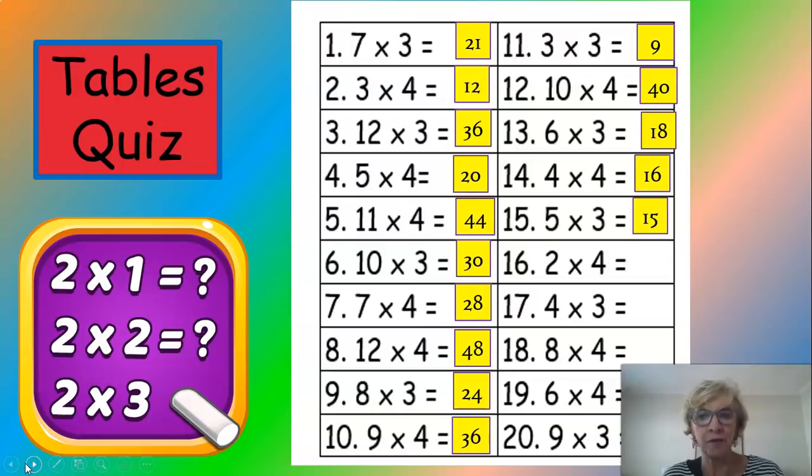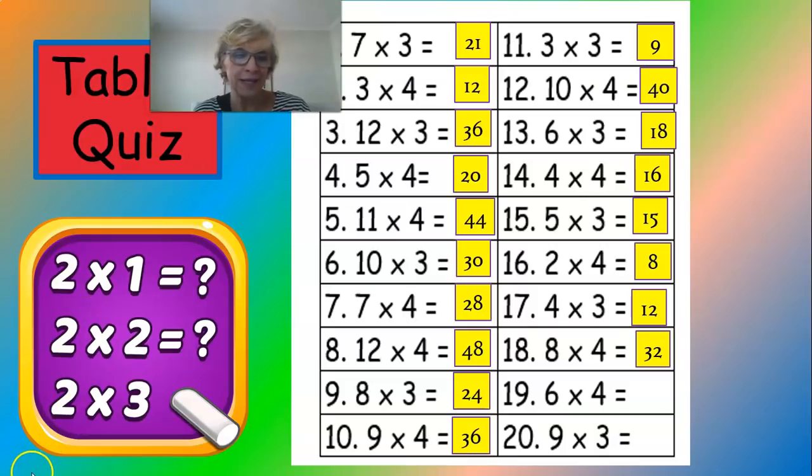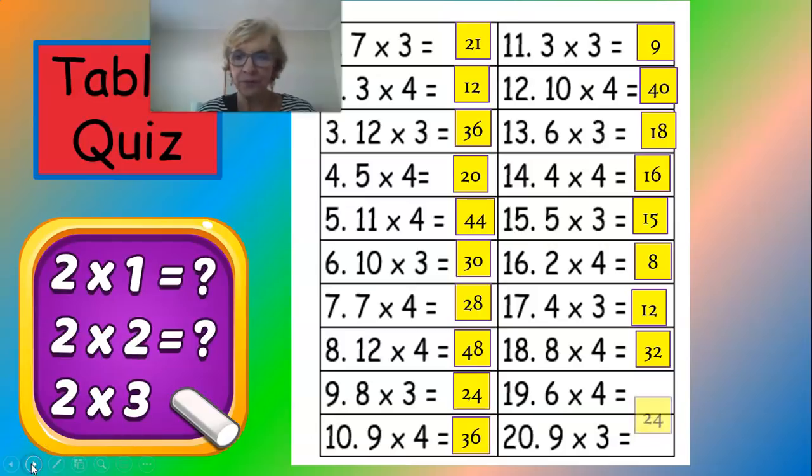Right, from number 11 now, 3 threes, 9, 10 times 4, 40, 6 threes, 18, 4 fours, 16, 5 threes, 15, 2 fours are 8, and see that is half of 4 times 4, which is 16, so 2 times 4 is half of that, which is 8. 4 times 3 is 12, 8 times 4 is 32, 6 times 4 is 24, and 9 times 3 is 27.